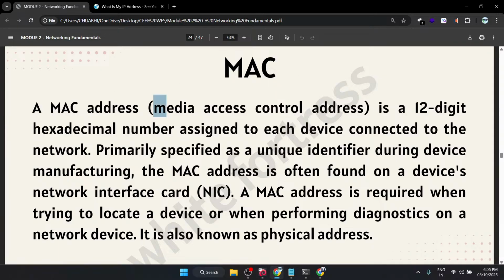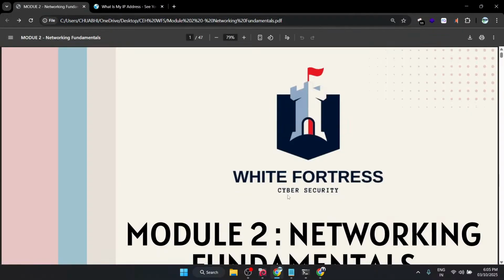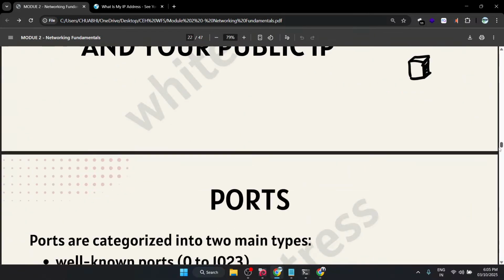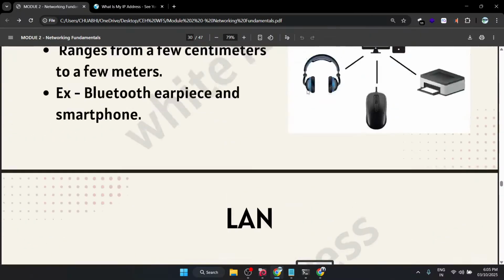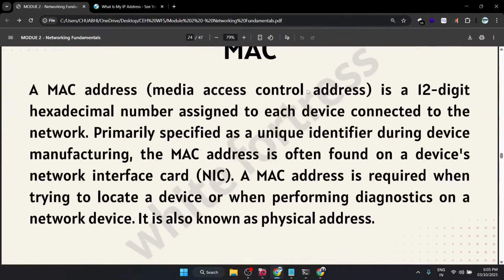So a MAC address is your media access control address. It is a 12-digit hexadecimal number assigned to each device connected to the network, primarily specified as a unique identifier during device manufacturing. The MAC address is often found on a device's network interface card. At the time of manufacturing, it was embedded on the network interface card. The network interface card is inserted into your expansion slot.